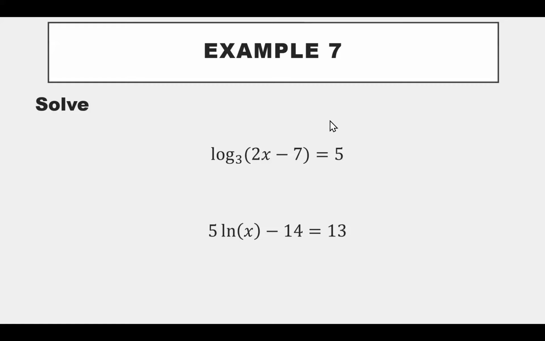So let's go ahead and do a couple of examples. This asks me to solve log base 3 of 2x minus 7 is equal to 5, and 5 times the natural log of x minus 14 is equal to 13. Let's go ahead and solve both of these. If you want to try these on your own, go ahead and push pause on the video. I will show you how both of these problems are done in a couple of seconds.